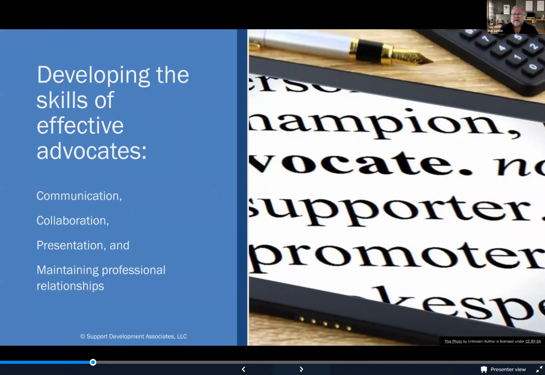When we are looking at working with advocates in a framework of partnership, we really need to think about what's going to help that be effective. We need to have effective communication and effective collaboration. We need to be able to present the information in ways that people are willing to hear. And above all else, we need to think about how we are maintaining those professional relationships. If we really want to think about being cliche about it, we need to make sure that the right people are saying the right thing to the right audience.